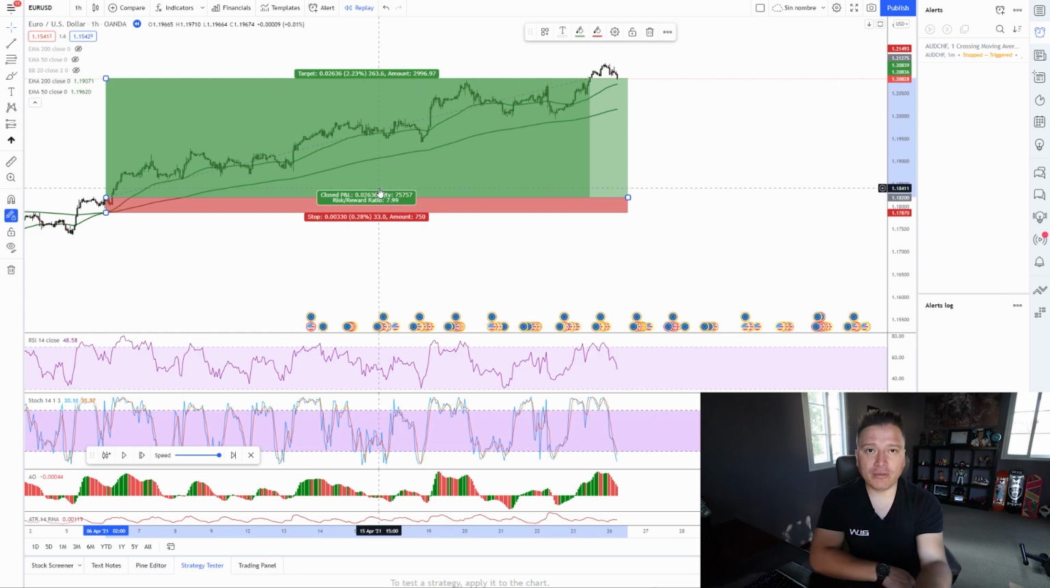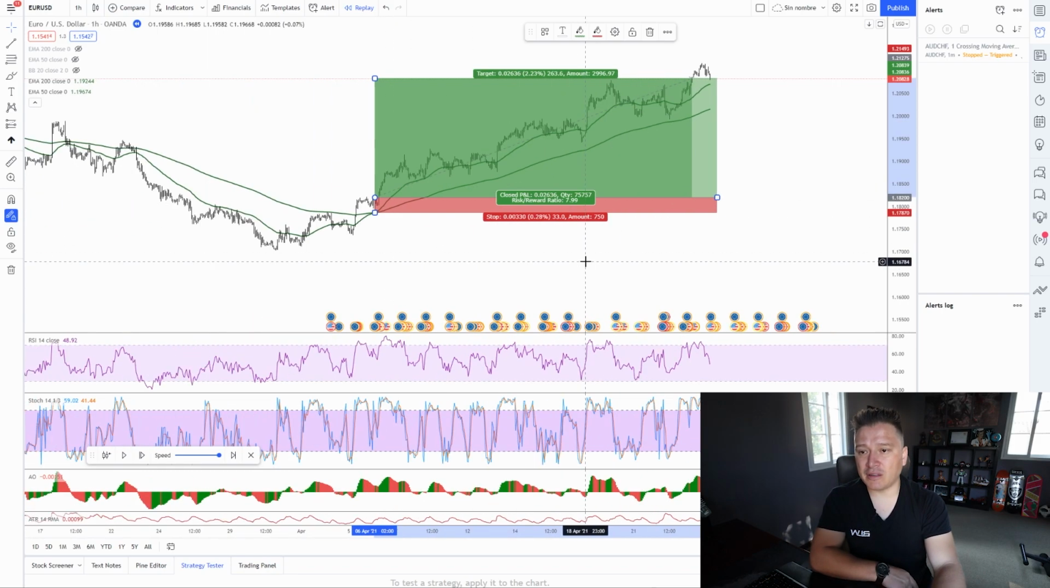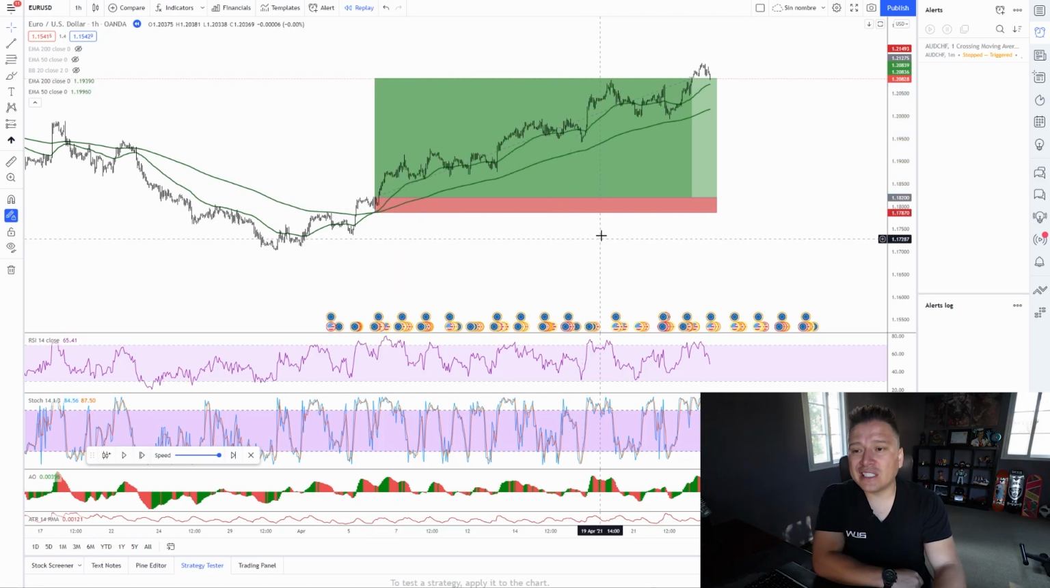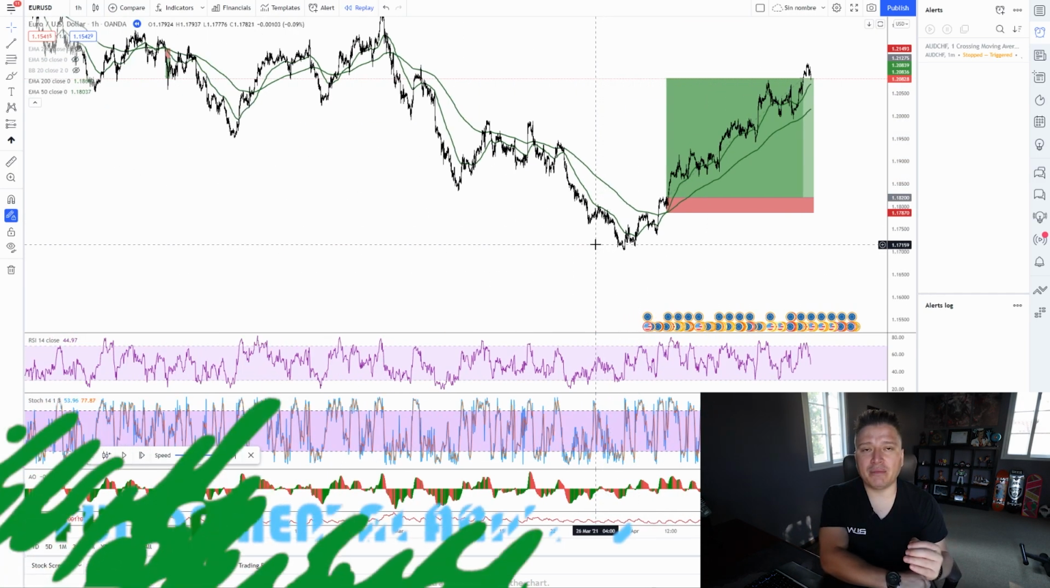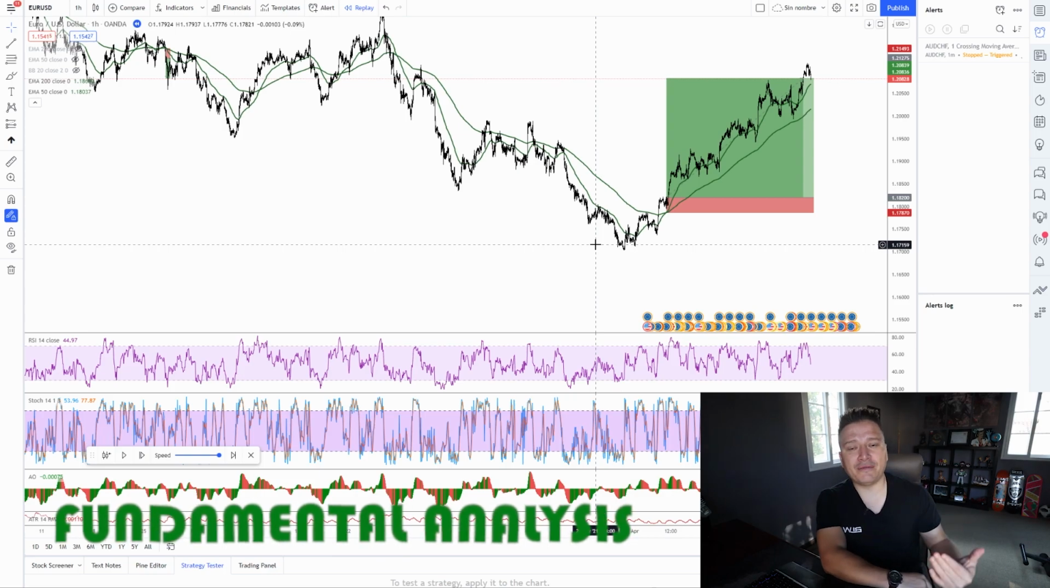Pretty simple, and hopefully you got the idea of this specific entry point. Now, in order to understand this, we gotta do a fundamental analysis. Okay, what is the fundamental analysis?